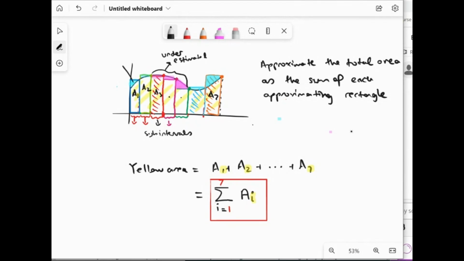But A1, A2, A6, and A7 overestimated the area of the region that we are looking at. So in fact, some of them underestimate, some of them overestimate. So eventually you get a better approximation because they cancel each other out.